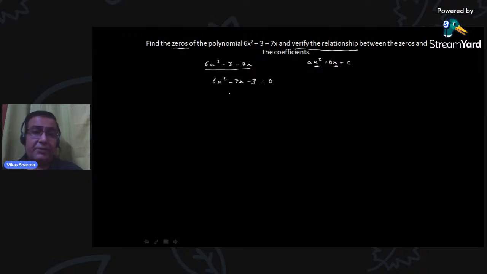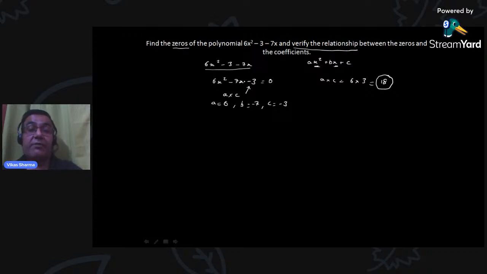Now again, like the process that I told you, we are looking at the product of A and C. So A, again, let's identify A in this case is 6, B is negative 7, and C is negative 3. So A into C, which means 6 into 3 is going to give us 18. So we are going to find two factors of 18, such that when we subtract the two factors, because here again we've got a negative sign, we should get an answer equal to B, which is 7.